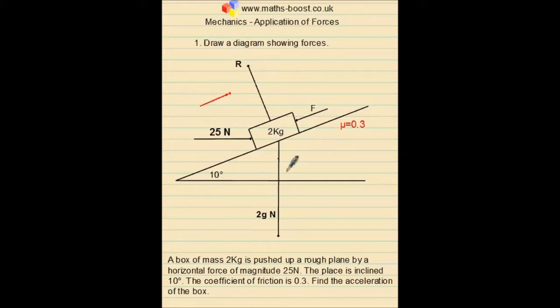The question mentions that the object has a mass of 2 kilograms, so here we have a weight of 2g newtons. And since it's resting on a surface, we have a normal reaction. We don't as yet know the magnitude of this normal reaction, so we'll just label it R. The question mentions the force of 25 newtons acting horizontally, and it also mentions friction, which always acts to oppose the direction of motion. Now, for an object in motion, friction is equal to the coefficient of friction multiplied by the normal reaction R. But since we don't know the value of R, and therefore can't work out the actual value of friction, we'll simply label it F for now.